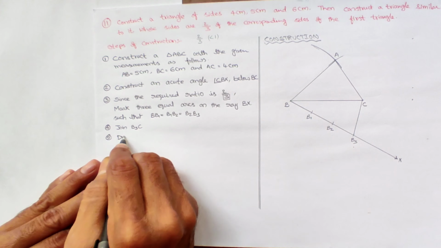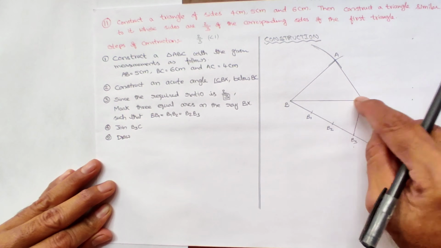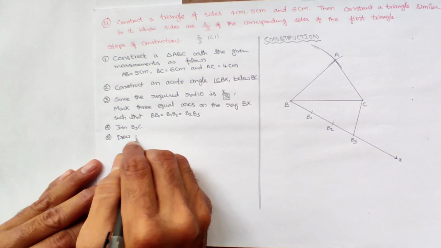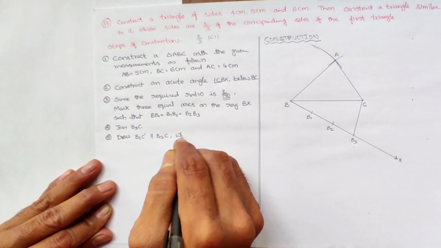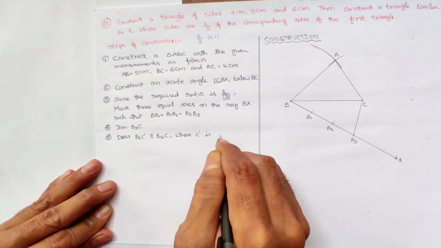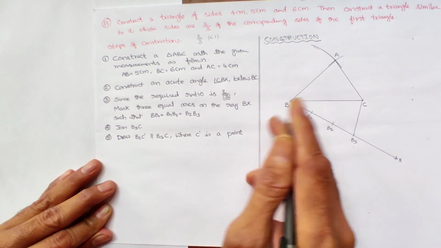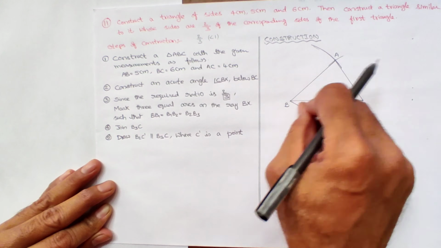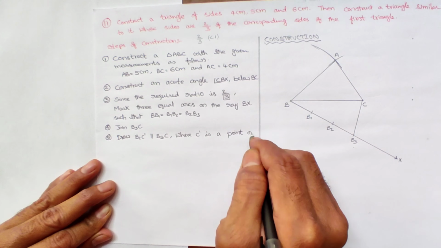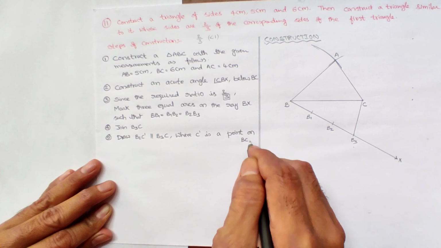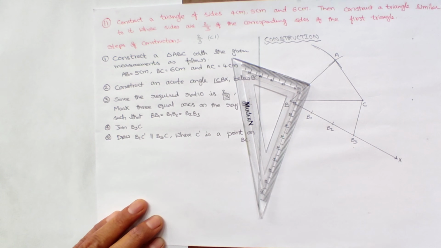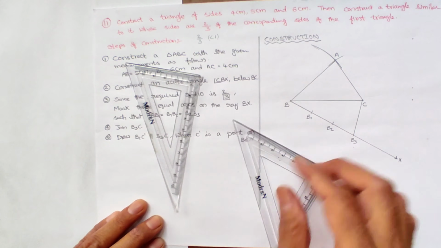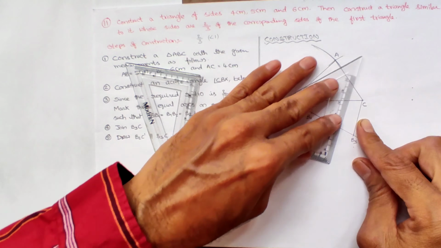Now what we need to do? Next step is draw B2C dash parallel to B3C, where C dash is the point of intersection of B2C dash on BC. So it is a point on BC. Now our duty is to construct a parallel line. So let us take the set squares. As this is the required line, this is the given line, let us keep the set square here.